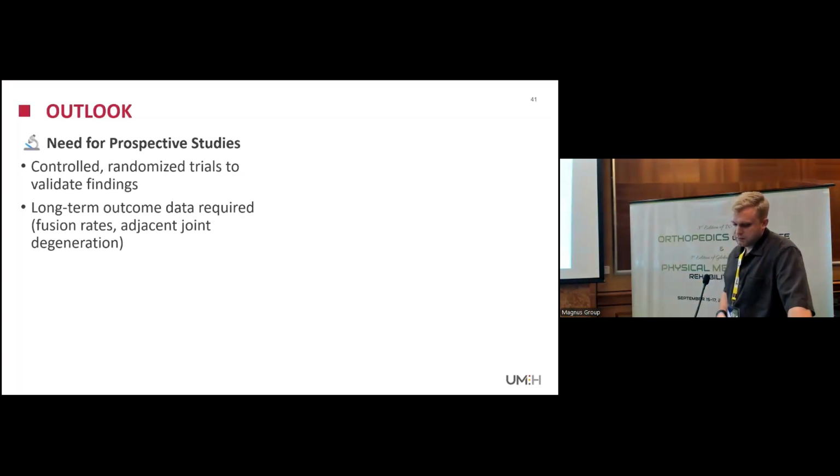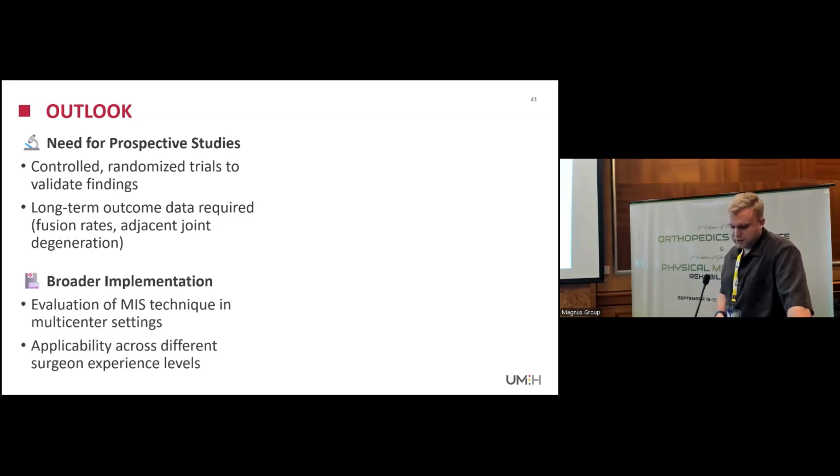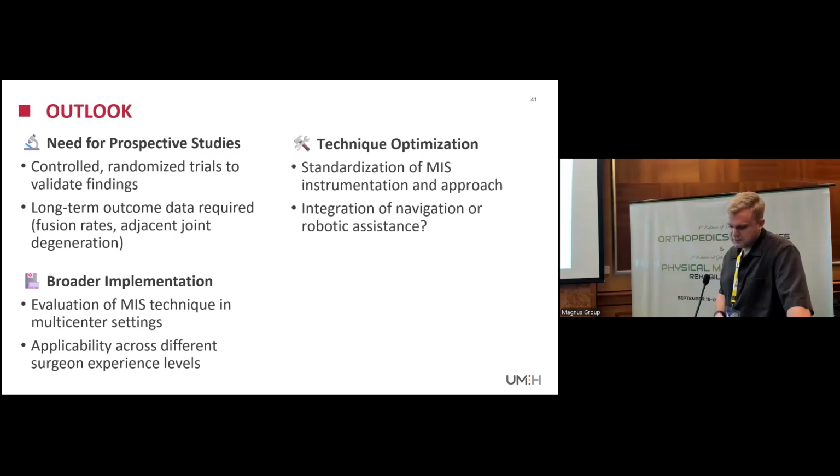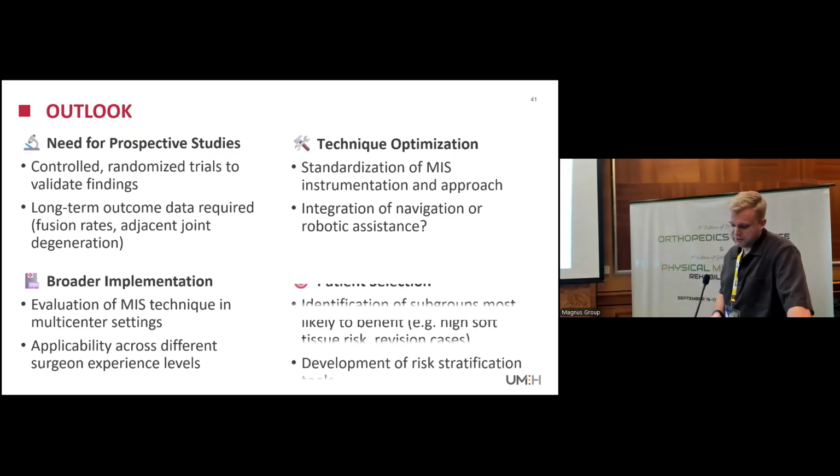What is the outlook? Of course, we need prospective studies and controlled randomized trials to validate our findings in the retrospective MIS group. We need to define long-term outcomes and data on fusion rates. We need a broader implementation and evaluation of the MIS technique in multi-center settings and across different surgeon experience levels. We have to standardize the MIS instrumentation and approach, and maybe there's also a possible way to integrate navigation of our screw insertions by robotic assistance.